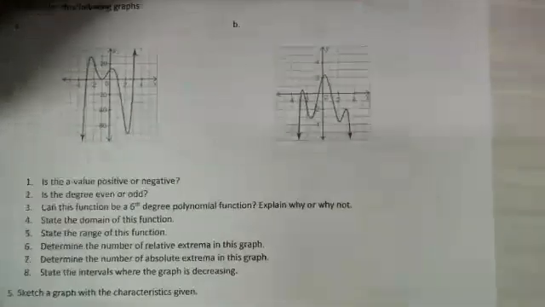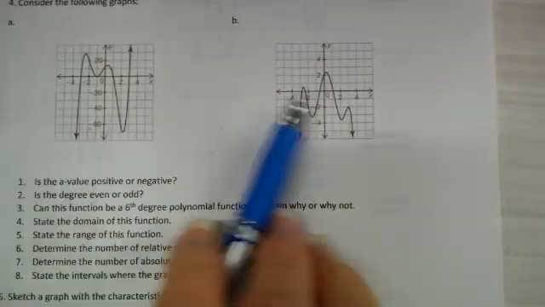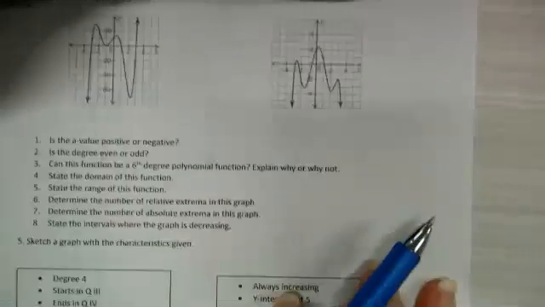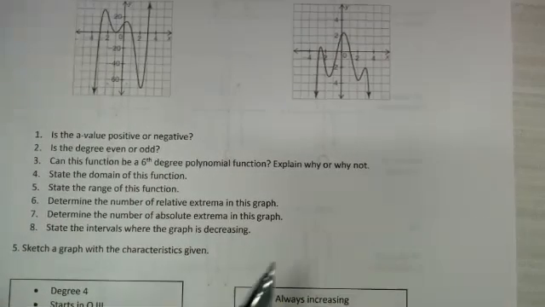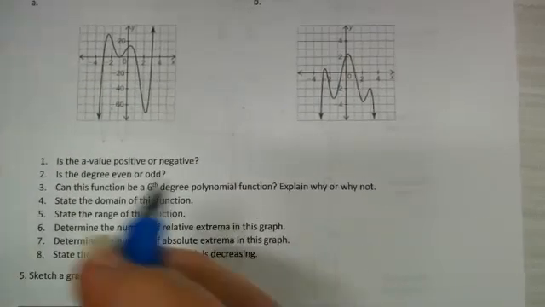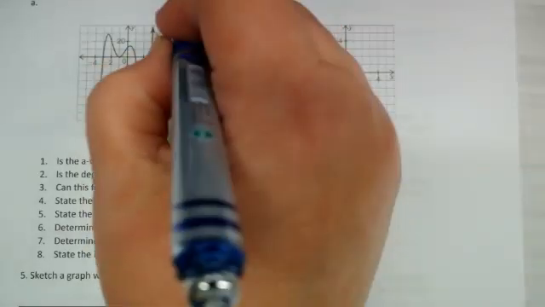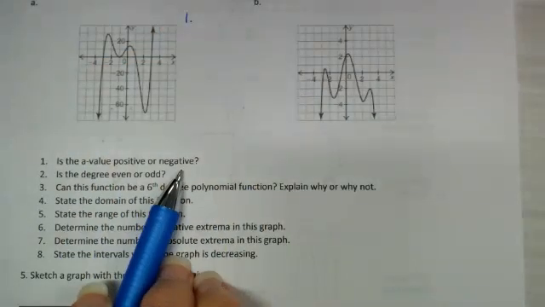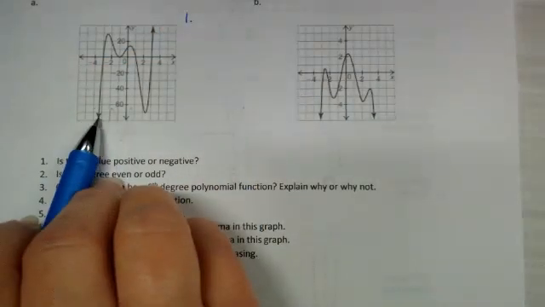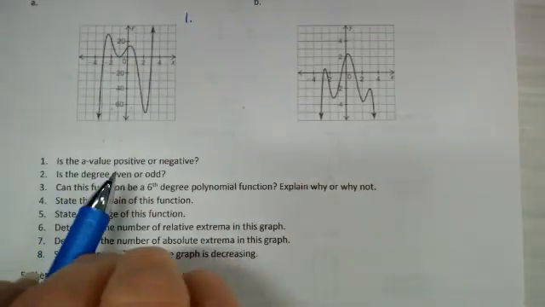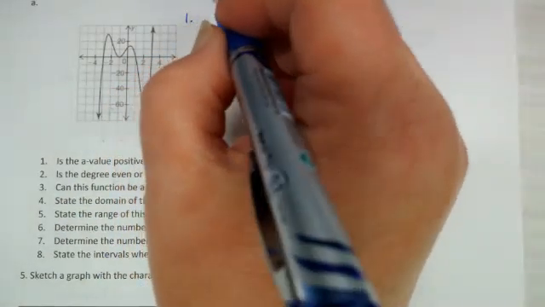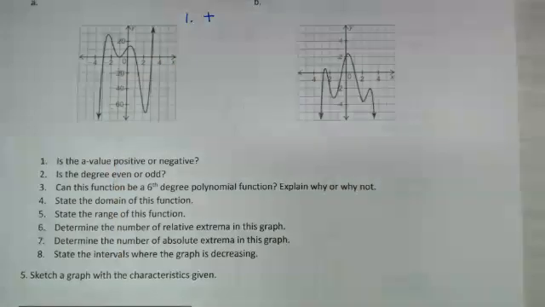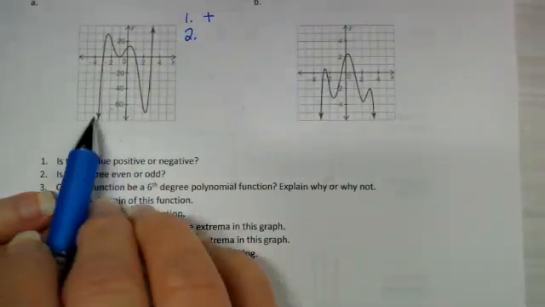So let's look at some graphs. Consider these 2 graphs. We're going to answer these 8 questions about each of these graphs. So here we go. For my first graph, is the a value positive or negative? Well, notice it's a down and then an up. Well, that's an odd degree function, and that's a positive a value. Next question, is the degree even or odd? Well, since they're going opposite ways, that's odd.